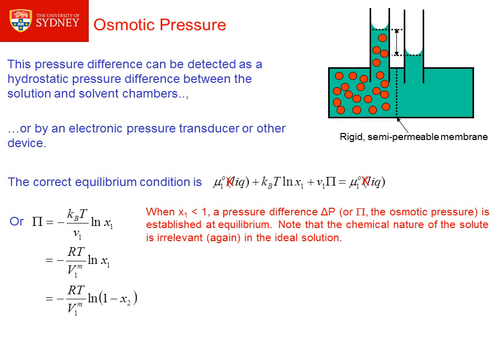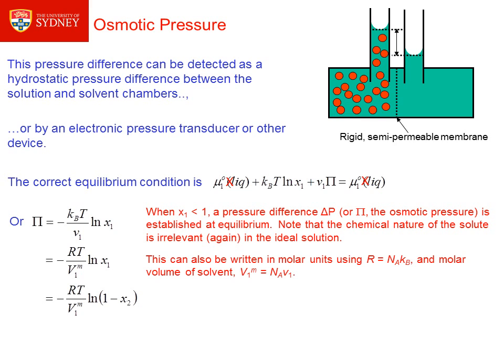Instead of writing it in molecular units, we can write it in molar units, multiplying the top and bottom part of that equation by Avogadro's constant to give the gas constant R in the numerator and the molar volume of the solvent in the denominator.